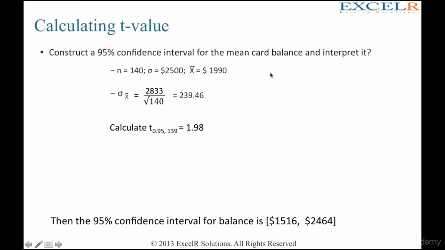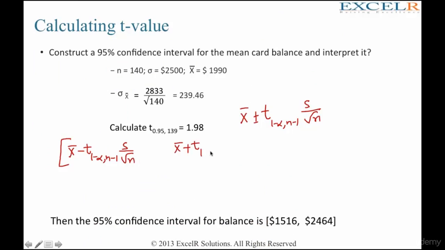So we need to solve this, and if we solve this, the formula would be x bar plus or minus t 1 minus alpha comma n minus 1, s over square root n. X bar is given to us. You can also expand this formula as x bar minus t 1 minus alpha, n minus 1, s over square root n, and x bar plus t 1 minus alpha, n minus 1, s over square root n.